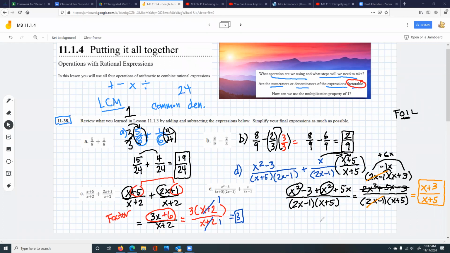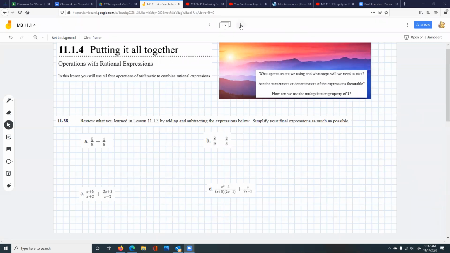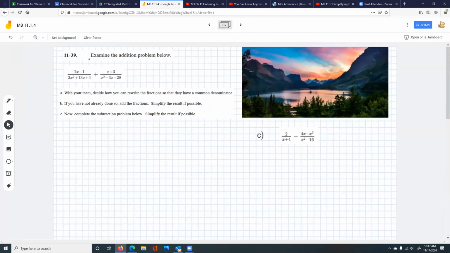Okay. Next problem. I got to clear this away. So if you need to take a screenshot, please do so, if I went too fast, or watch the video. Going to clear out these drawings, go to the next page, 39 here. So let me get my pen back.